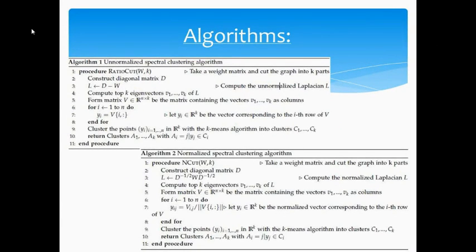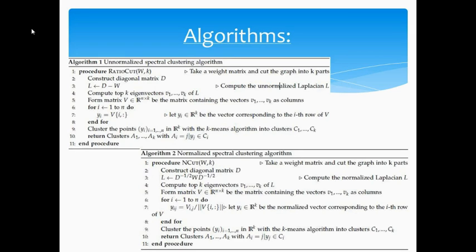Let's start with the algorithms used. We actually used two algorithms here, one for the unnormalized spectral clustering, another for the normalized spectral clustering. In the unnormalized spectral clustering, we employ ratio cut, whereas in the normalized spectral clustering algorithm, we employ normalized cut. In the first algorithm, we take a weight matrix and cut the graph into k parts. Then we construct a diagonal matrix D, and then we compute the unnormalized Laplacian L, and using that we compute the top k eigenvectors for the Laplacian L.